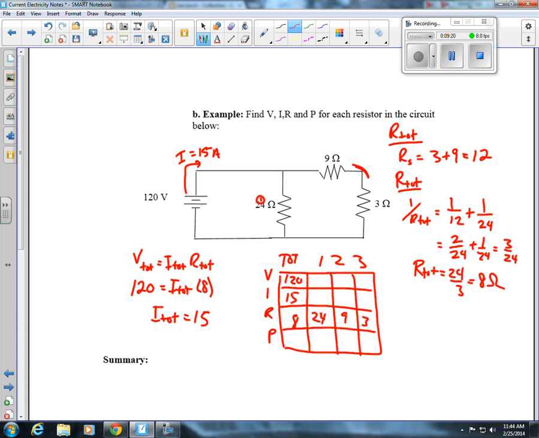Now last time, I just took that current and it was all going into the first resistor, but now that 15 is going to get to this point and it's going to split. So these two are going to add to 15, but I don't know what each one is. So where am I going to go from here?